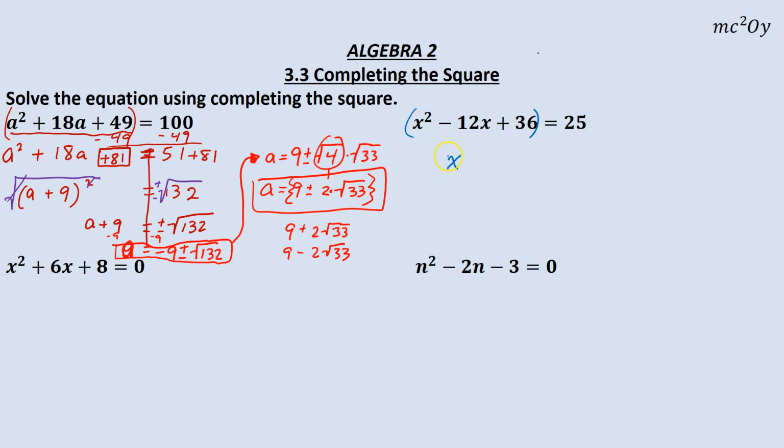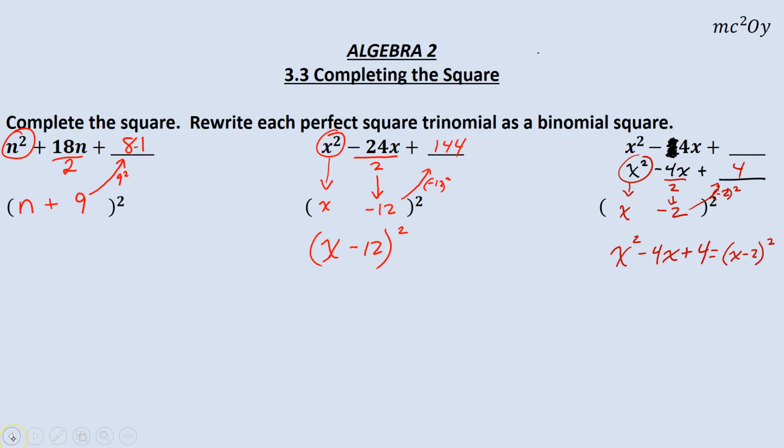Okay, the square root of x squared is x. The square root of 36 is 6. And notice I'd have to take half of negative 12, so that would be negative there. You just bring this sign down. Okay, and that's equal to 25. So that's nice. This was a perfect square to begin with. Okay, half of 12 is 6. 6 squared is 36. Just like we were doing over on this page.